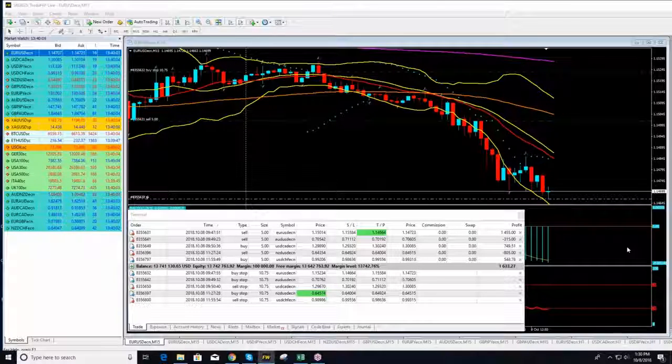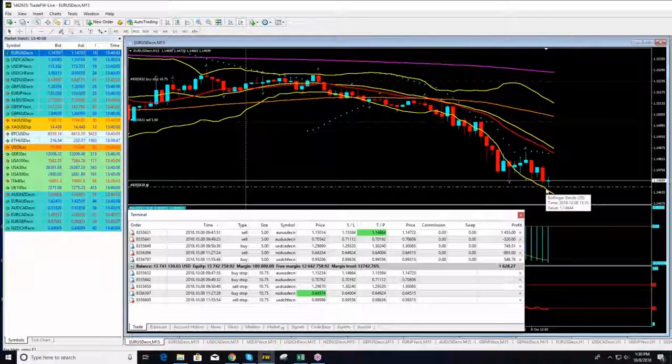Hello traders again. As we can see, our euro dollar trade is developing well. The bid price has almost touched our take profit. So we are patiently waiting for the trade to develop.